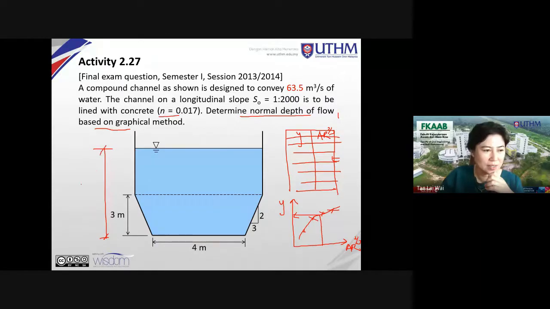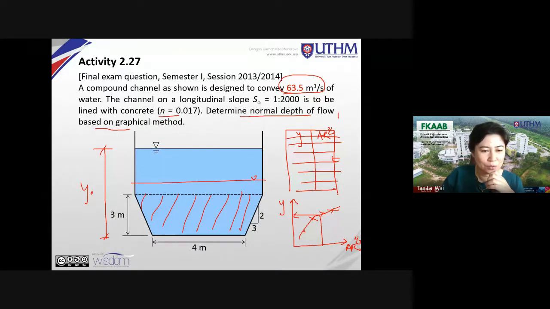In my case, what I'll do is, you look at this. This is the Q given. I will still try to find what is my Q here. Of course, if my y increases, my Q will increase as well. But I don't know whether this portion here is less than 63.5 or more than 63.5, Qmax. So if it's less than 63.5, you know that the depth will exceed this trapezoidal section here. It will actually be in the rectangular section as well.